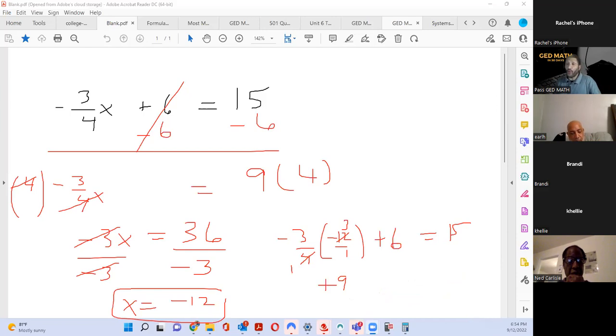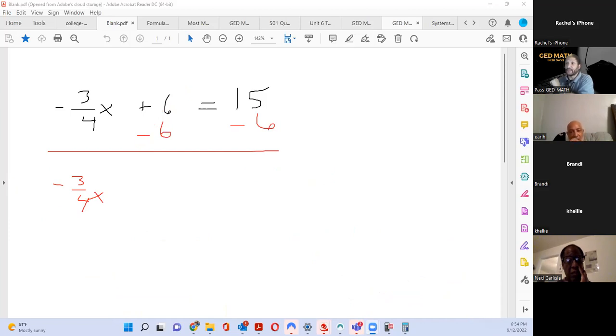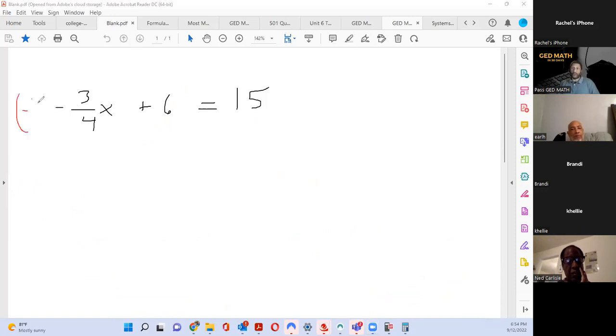Now, again, there's more than one way to skin a cat. If you're comfortable doing it that way, do it that way. Now, I would have done it like this. Let me change my color to red. I need to get rid of this negative 3/4, right? So what I'm going to do is multiply by negative 4/3. Why? Because two negatives make a positive. Remember, I want X to be positive X, not negative X. So I need to multiply by the negative reciprocal. This is negative already, and two negatives make a positive.